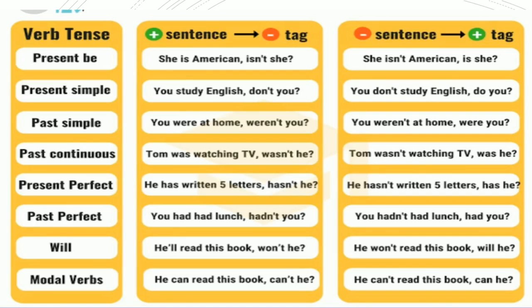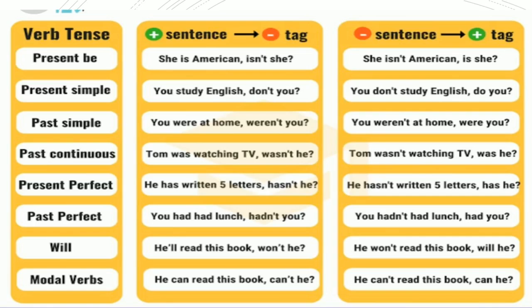Now will, that is the future. I will read this book. Now here, if it was I, let's pay attention students. He will read this book. If it was I, then it will change. But here he will read this book. So won't he? It will remain as it is. Subject remains as it is. He won't read this book. Negative sentence. So the tag is positive.